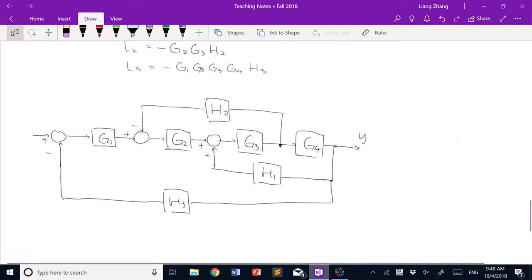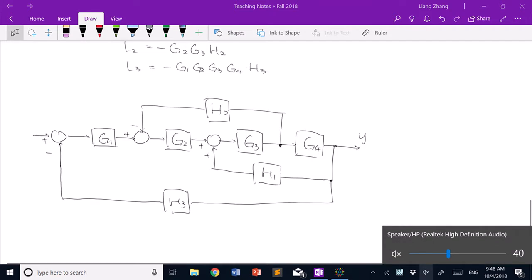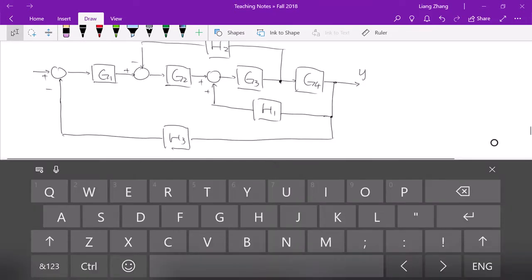Okay, class, let's continue with our discussion on this particular chapter. The focus of this chapter, as we discussed, is to look at more complicated structures of control systems, meaning the input signals, we have output signals, and we have various feedback or feed-forward loops that make the connection a little bit more complicated.